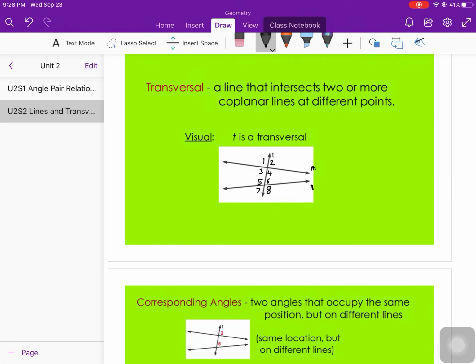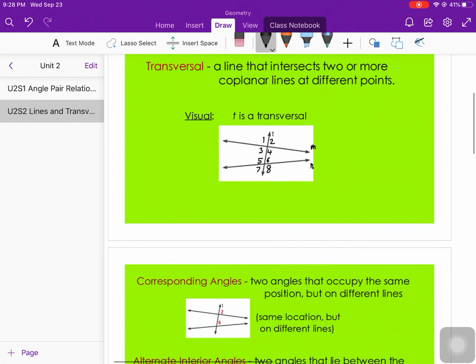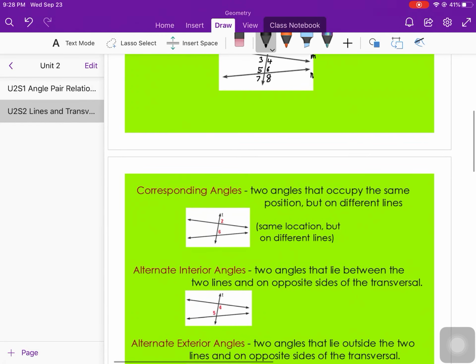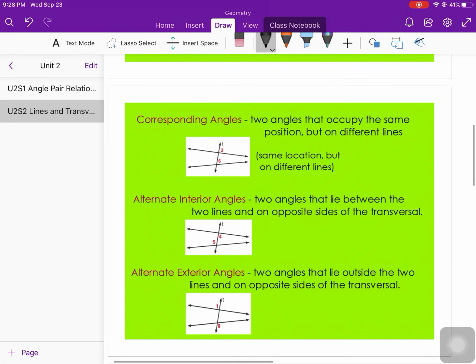Now these have special relationships. Right now, these are just generic lines that it's crossing over. But we are going to get into special situations where a transversal crosses parallel lines, and that's going to give us some special relationships. So moving down here, corresponding angles.